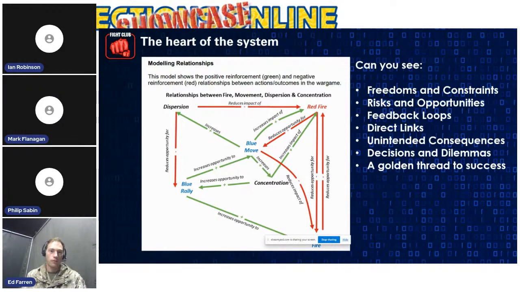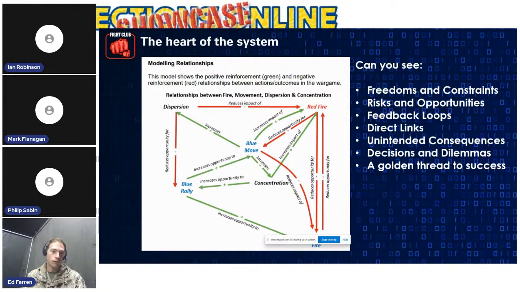hitting. The further you disperse, the less likely you are to receive red fire, which means you're more likely to be available next turn to fire, but you may not rally as well, which means you've got less ability to move and fire. And you can almost go around this to the point of insanity. There is no perfect answer. It is very much conditions based on where you are at a point in each turn and your risk tolerance.